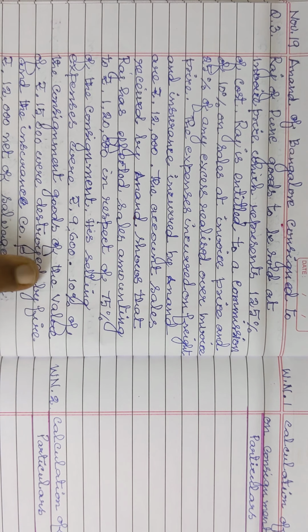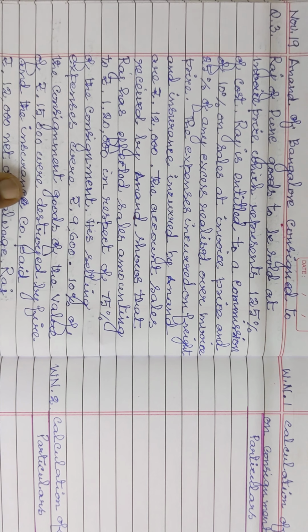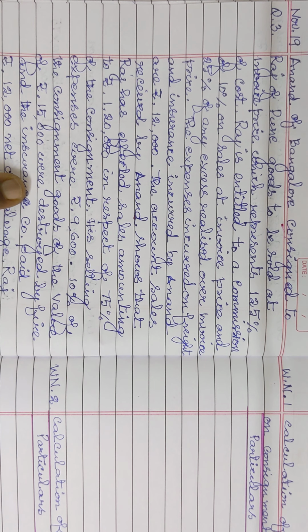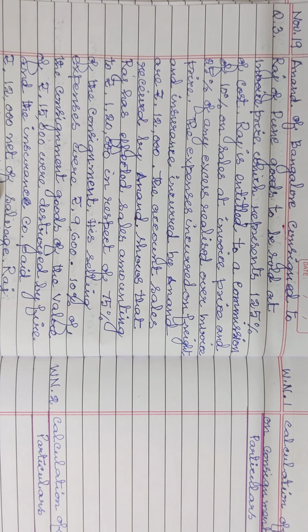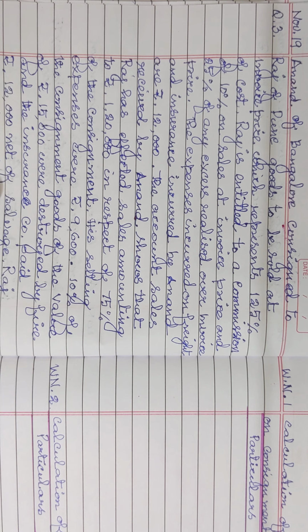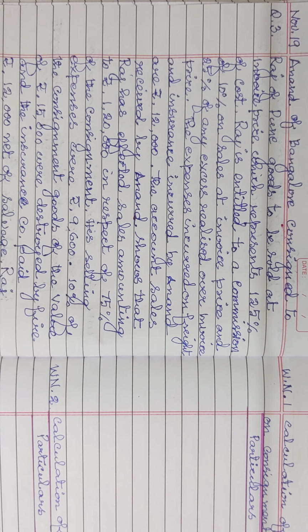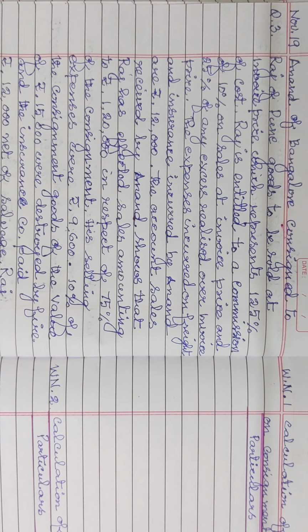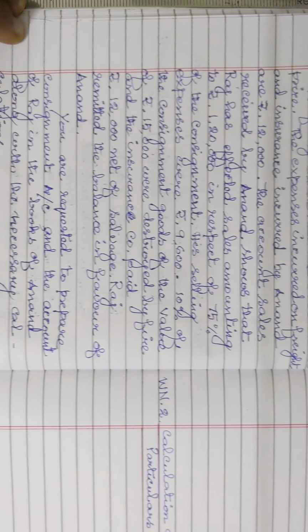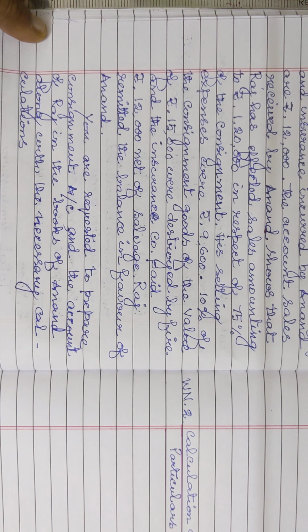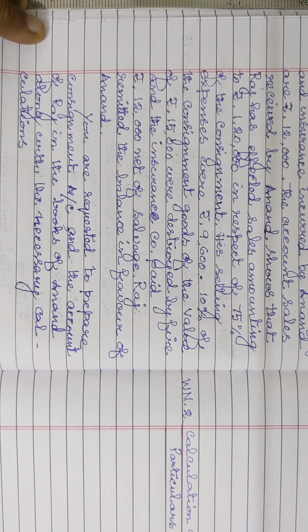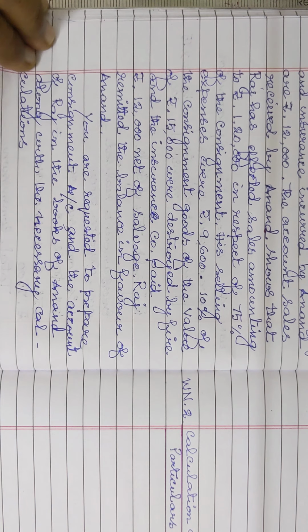10% of the consignment goods of the value of rupees 15,000 were destroyed by fire, and insurance company paid rupees 12,000 net of salvage. Raj remitted the balance in favor of Anand. You are requested to prepare consignment account and Raj account in the books of Anand along with the necessary calculation.